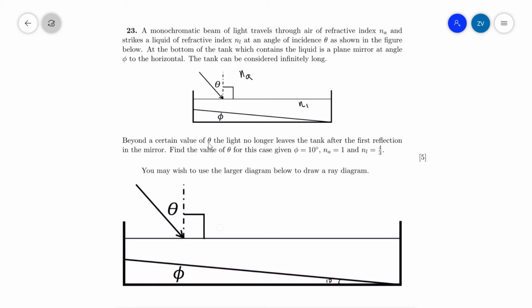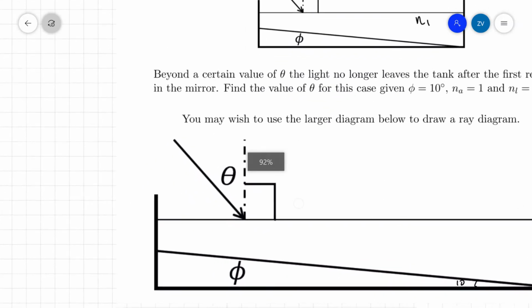Beyond a certain value of theta, the light no longer leaves the tank after the first reflection in the mirror. Find the value of theta for this case, and we're given some values: the angle of the incline, Na being the refractive index of air, which is 1, and the refractive index of this liquid here, which is 4/3. And we can use this large diagram to draw a ray diagram.